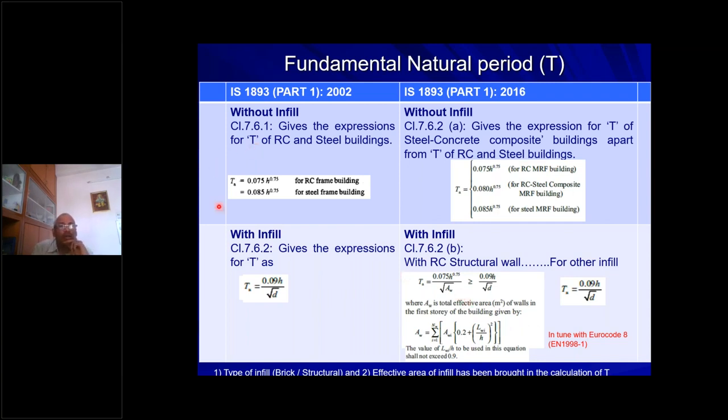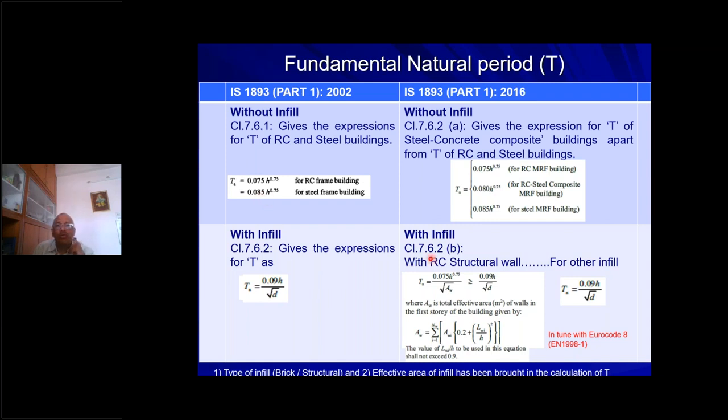In the earlier code, this was the formula given for the time period without infill. Time period is 0.075 h to the power of 0.75 for RC framed buildings. For steel framed buildings, it was 0.085 times h to the power of 0.75. I used this equation in calculating the 200 meter and 344 meter heights. For example, if you take T as 4 seconds, you can calculate the h value from this. If you take T as 6 seconds, you can also calculate the h value. From that, you can see the effect of increasing the time period from 4 to 6 seconds on the height of the buildings, and what height of building can be brought into code compliance. So you can use this.